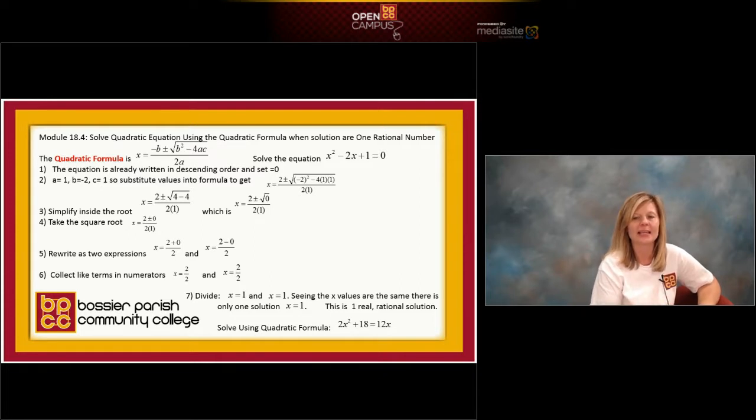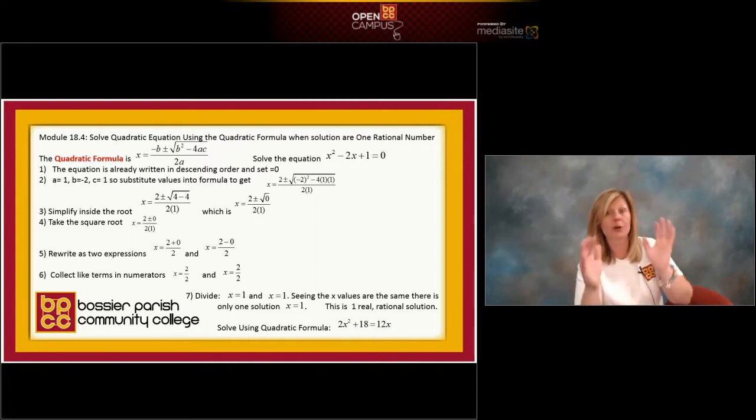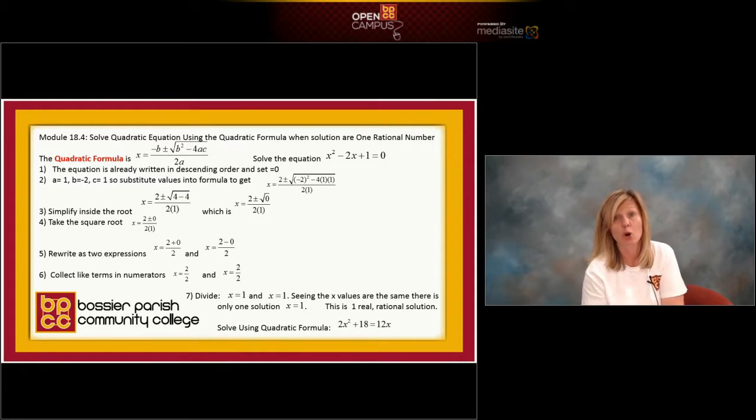So I write x equals. The first part of the formula is negative b. That means the opposite of your b. If your b is negative 2, the opposite, the additive inverse, would be positive 2. Plus or minus square root. Now we're going to square negative 2. So if you look, I put the negative 2 in parentheses so we're squaring that whole number. If you don't put the negative 2 in parentheses, you're wrong. You've written the expression wrong.